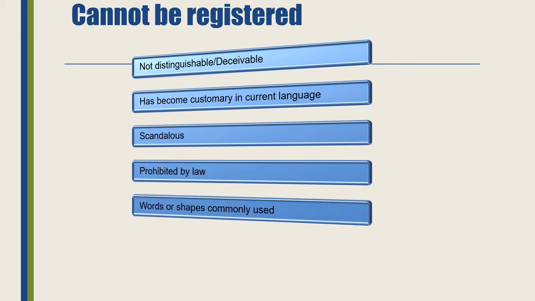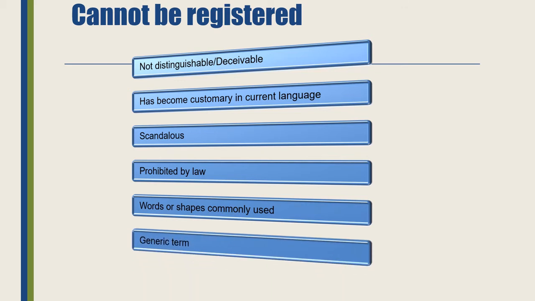Words or shapes which are commonly used cannot be a trademark. A generic term cannot be a trademark. Say for example, paracetamol is a generic term. You can make a product which is basically paracetamol, but you have to name it in any other form. You have to give another name, which the product is paracetamol, but you can name it Vicoril, isn't it?